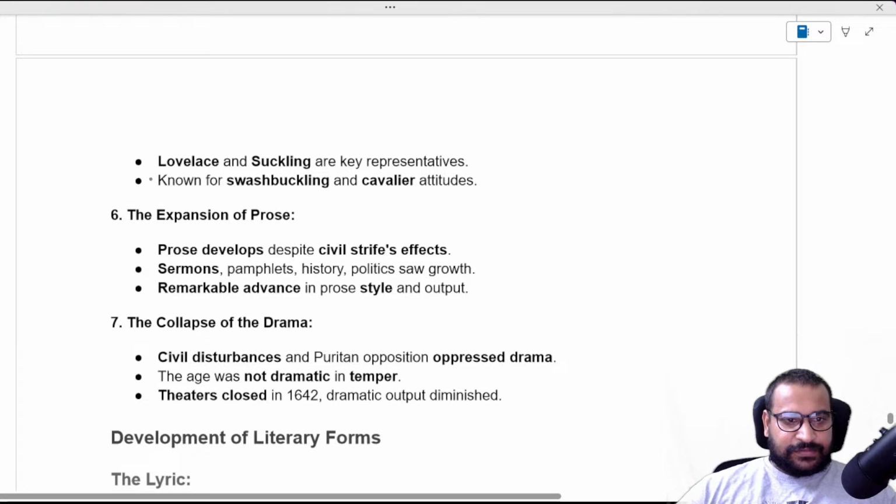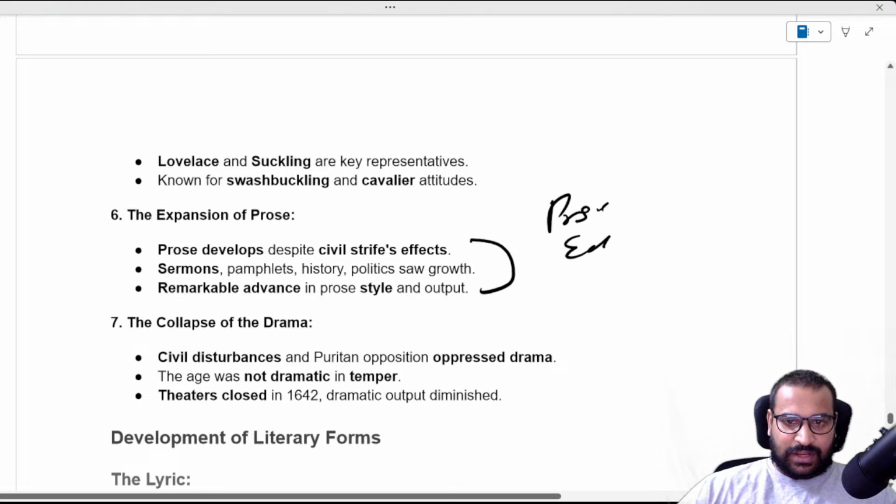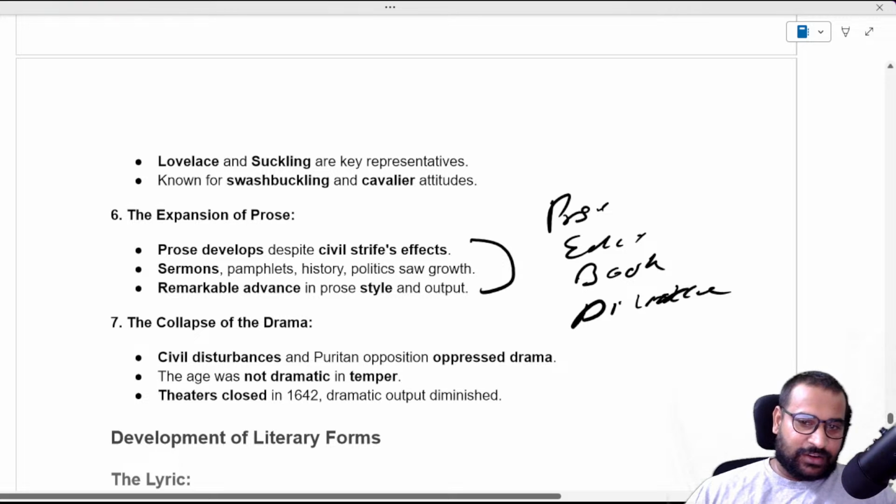And then we have the expansion of prose at that time, all these tracts about politics, about education, about books, and about divorce. All these tracts were happening, so they basically fall under the category of non-fiction or prose. So that happened. And again, the collapse of drama. In that civil war period, there was not enough drama at that time. Theaters were closed in 1642.